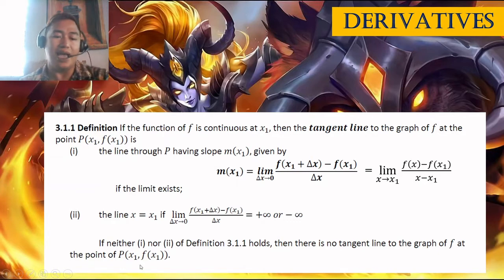Next, class, if neither one nor two of the definition holds, then there is no tangent line to the graph of f at point P. So there is no tangent line if neither of these holds. So how do they both fail to hold? If the limit does not exist, then there is no tangent line at that point x1.